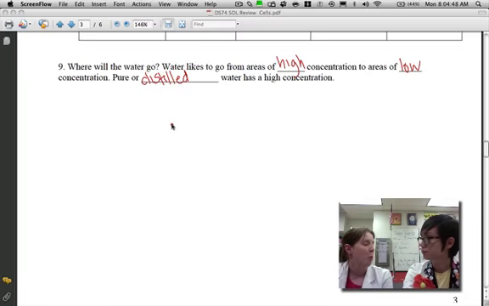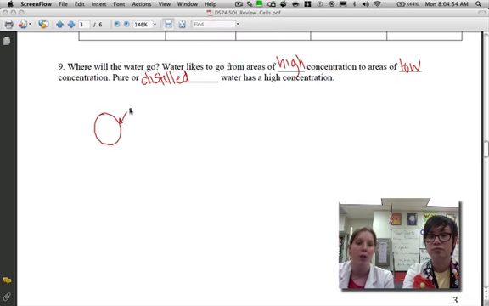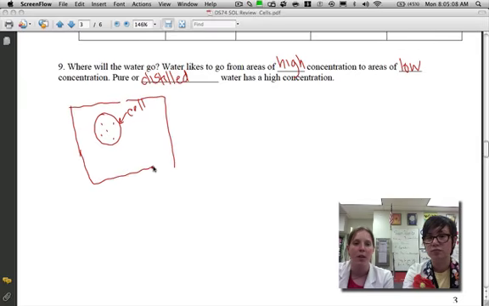So let's draw a couple pictures here and see if we can think about where the water will go. I'm going to go ahead on my paper and draw a cell, and you should be drawing this on your paper as well. And we know that cells have at least a little bit of solutes, of dissolved molecules inside them, like sugar and salt. So I'm going to put a few dots in there. Now let's pretend I took this cell and I put it into pure or distilled water. So this is a beaker with distilled water in it. What would happen?